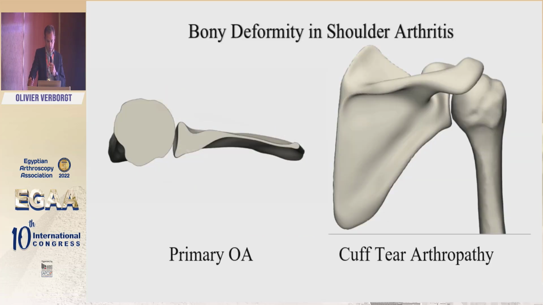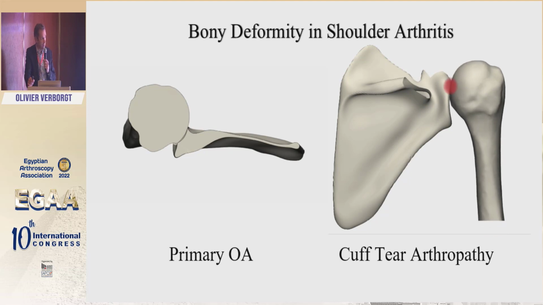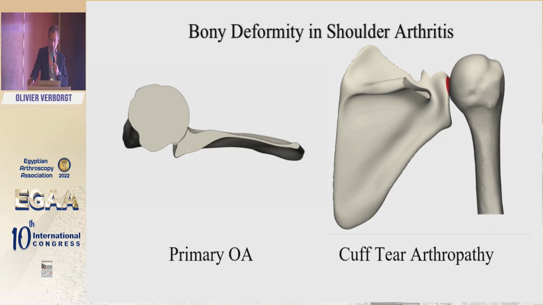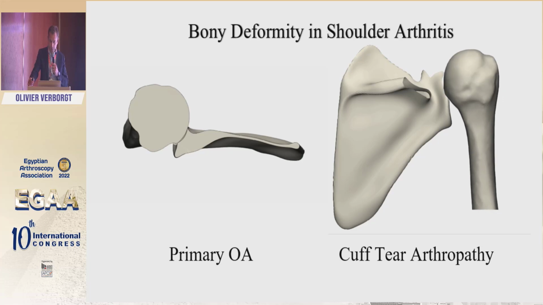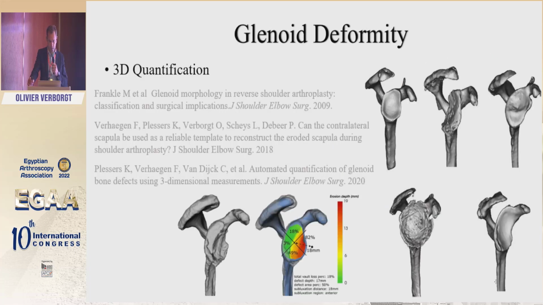If you look at shoulder arthritis in a very simplistic way, the way the bone deforms is, of course, in primary osteoarthritis with posterior wear and posterior subluxation, while in cuff tear arthropathy, the humeral head migrates superiorly and makes wear on the superior, posterior-superior side of that glenoid. In reality, of course, it's much more complex than that, and we have understood more and more in the last couple of years that it's really more of a 3D glenoid deformity that we have to take care of.